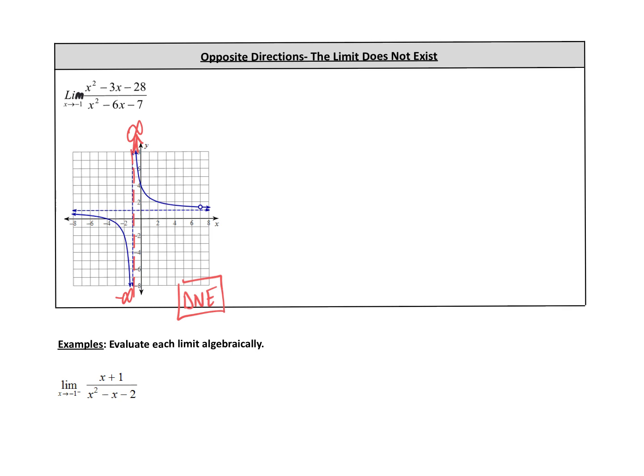So why don't you guys take a minute, plug a number in that's left of negative 1, that's a right of negative 1, and see if you get that it's going in 2 different directions. So take a minute, pause the video, try it, and then hit resume when you're ready for the answer. All right, this is what I got.